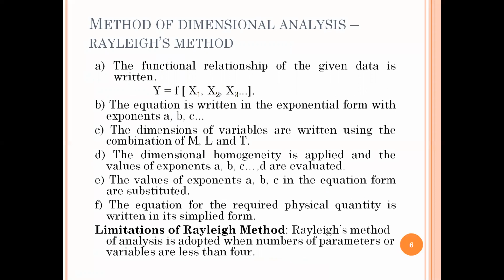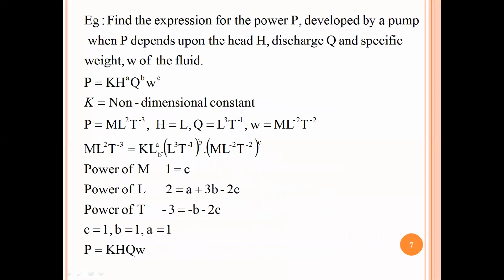In the Rayleigh's method, what we are trying to do is form the equation of the dependent variable based on a lot of independent variables. Like for my example, the formula for power. What is the formula for power? It is HQ into W, or most commonly we say WQ into H. So power is a dependent variable. It depends on H, Q, and W.